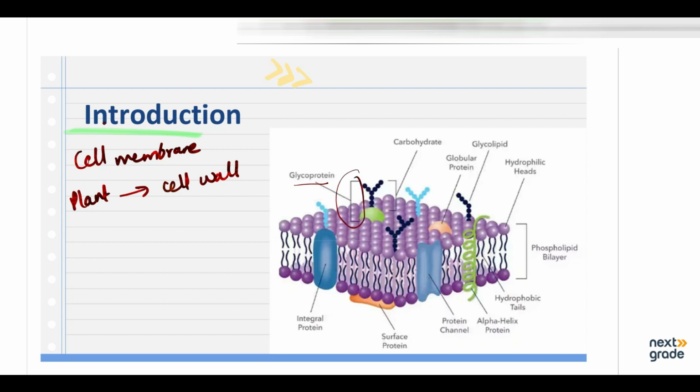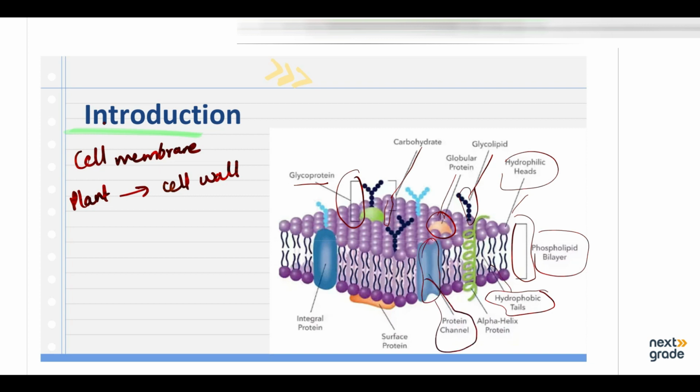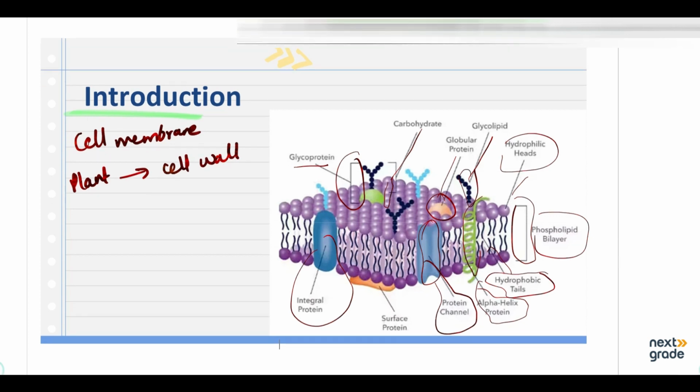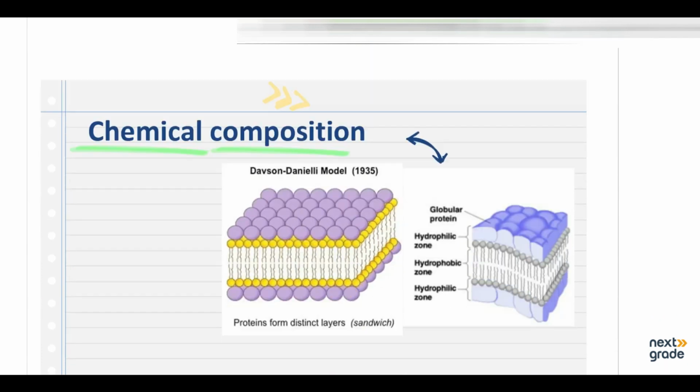The purple one is the carbohydrate, then there is globular protein, glycolipid, hydrophilic heads, then the phospholipid bilayer structure, hydrophobic tails are here, then this large structure is the protein channel, helical structure is the alpha helix protein structure, and it is the integral protein part. So this is the structure of a common plasma membrane.